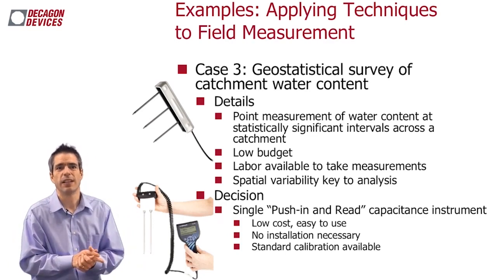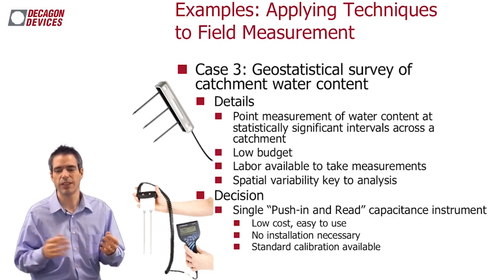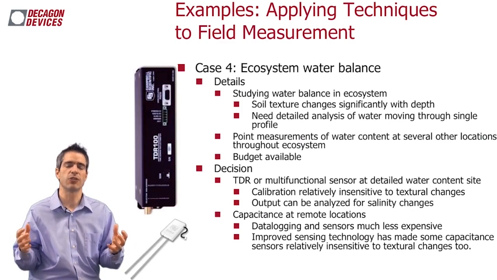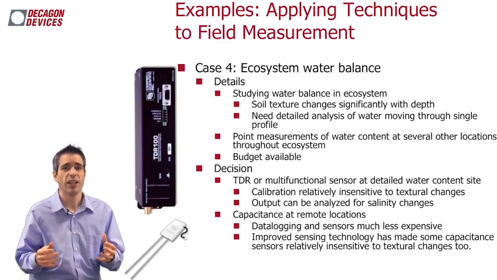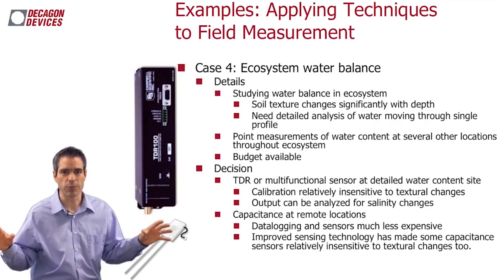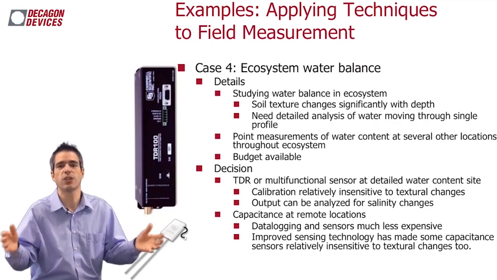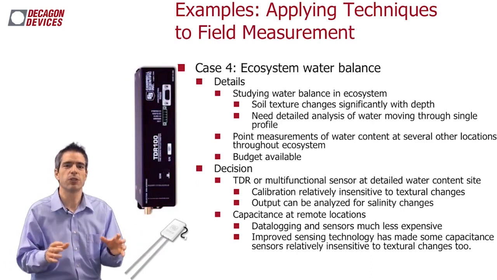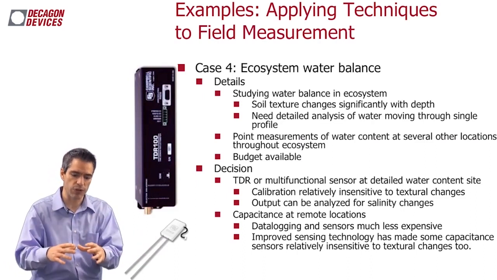And finally, ecosystem water balance. This is probably the most typical application that we get for sensors, at least here at Decagon, where people want to study a whole ecosystem and the water balance, or many aspects of water in the ecosystem. Now, this is a little unique because what they wanted to do was set up a central location.